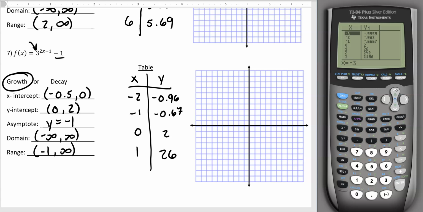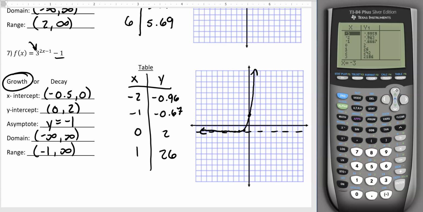So let's go ahead and graph what we know. We have our asymptote at negative 1. Negative 2 is very close to the asymptote. Negative 1 is not quite as close. 0 is 2, and then 1 is literally off the graph. So we can go ahead and do that like so.